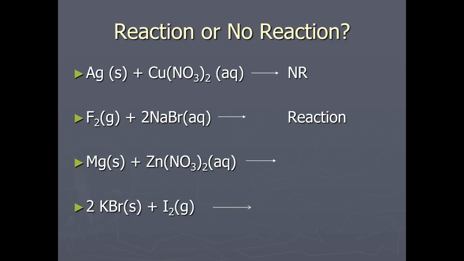We were back to using the metal activity series in our second example, where we were comparing magnesium and zinc. Since magnesium is above zinc, the reaction is going to occur. And last, we were comparing bromine to iodine. Since bromine is above iodine on the table, no reaction is going to occur. See? Super simple.